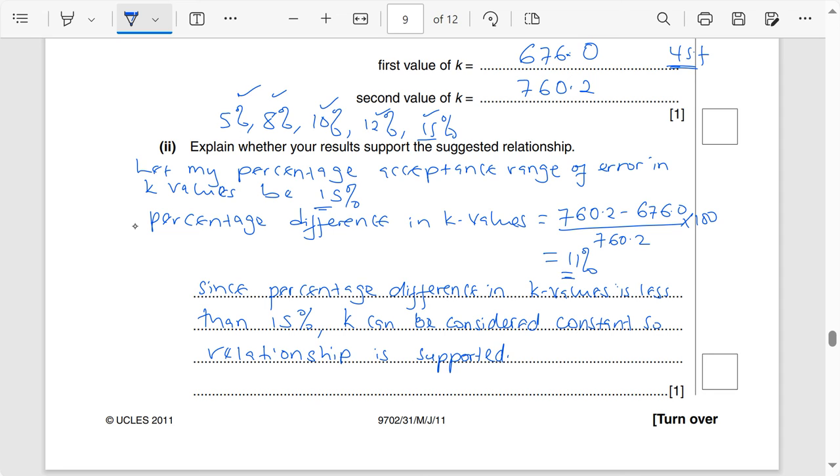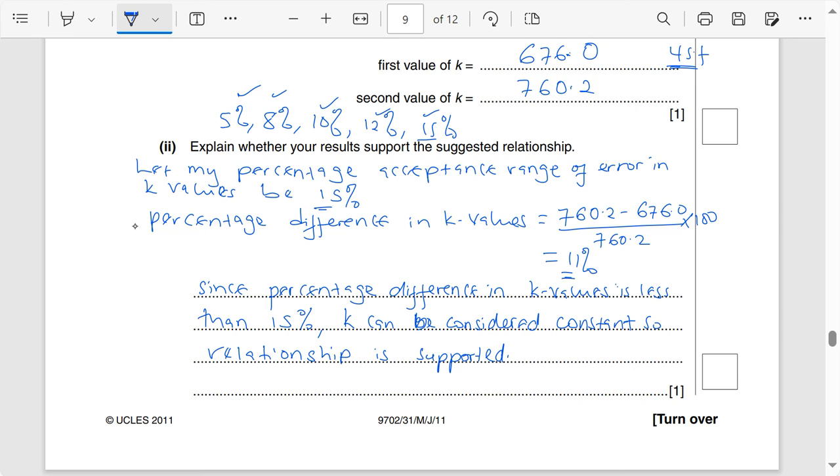So if she had chosen 10% and she calculates and she finds 11, so she would definitely say that since percentage difference in the K values is greater than 10%, if it is greater, then K cannot be considered constant. And if K cannot be considered constant, then the relationship is not supported. But in this case, since she chose 15%, then she would say percentage difference in K values is less than 15%. In this case, K can be considered constant, so the relationship is supported.